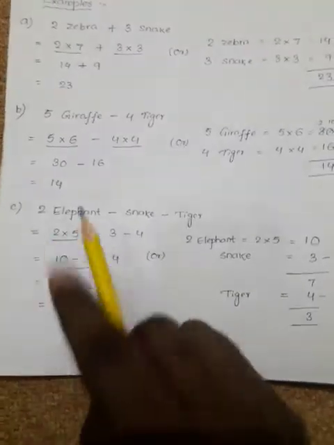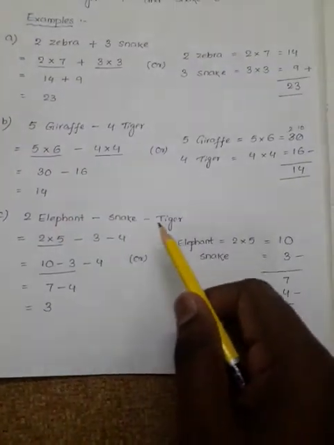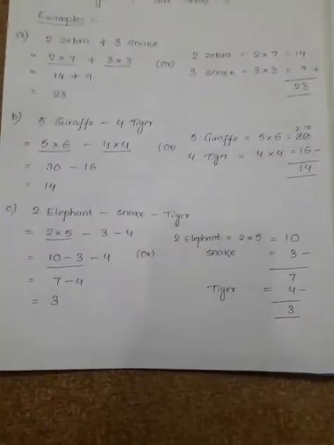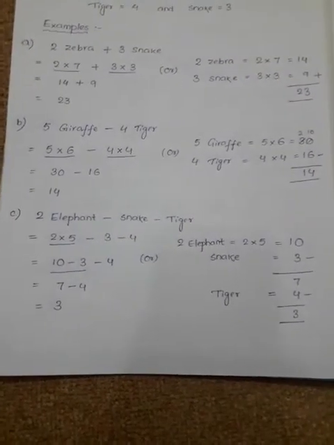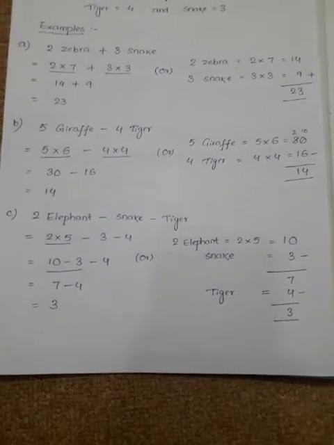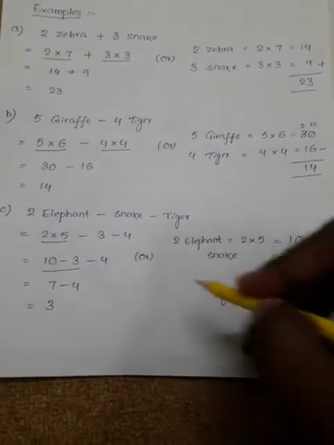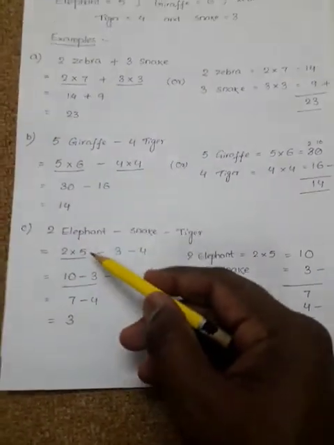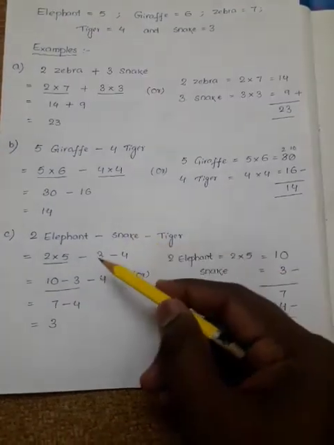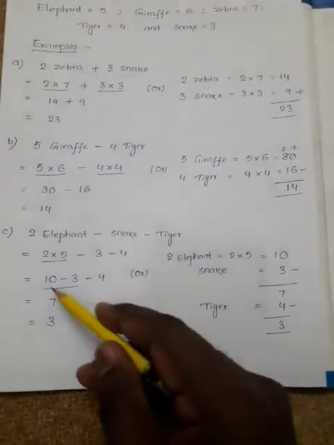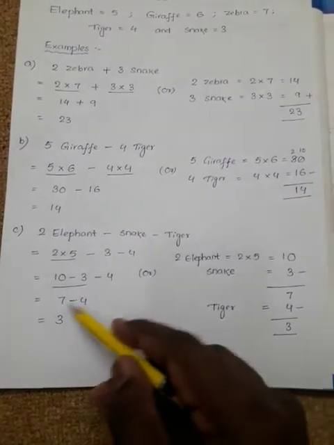Next one, 2 elephant minus snake minus tiger. So there are 2 minus symbols. If it is plus symbols, 2 or more, you can add all together, but subtraction you cannot do all together. You have to do it one step at a time. 2 elephant means 2 multiplied by 5 equal to 10, snake is 3, and tiger is 4. First do 10 minus 3 equal to 7, and 7 minus 4 is 3.